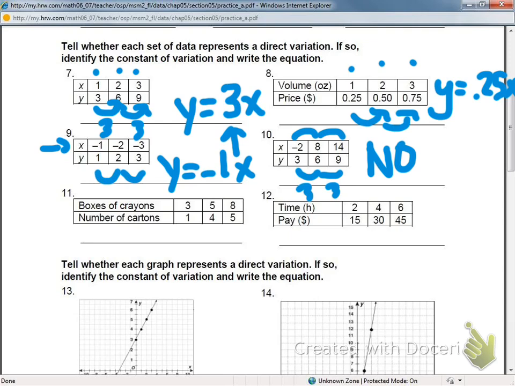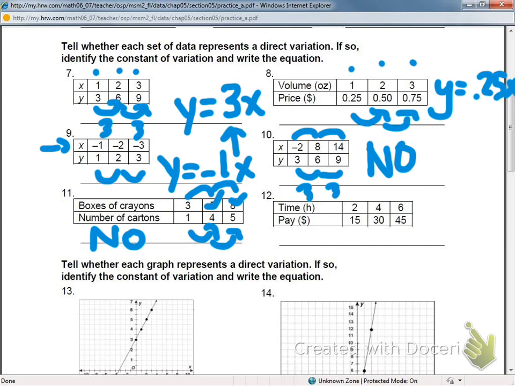Okay, let's look at number 11. Am I increasing by the same number of cartons each time? No, I am not. So it's not direct variation. I cannot write an equation for this.